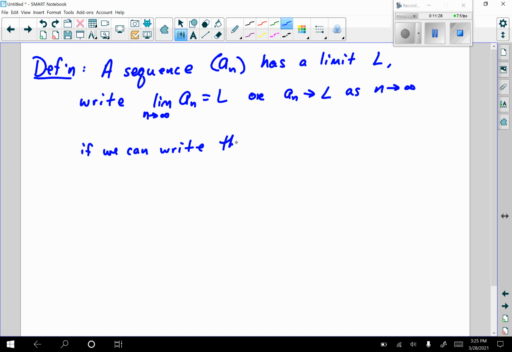the terms a sub n as close to L as we like, by taking n sufficiently large, by choosing a very large value for n.